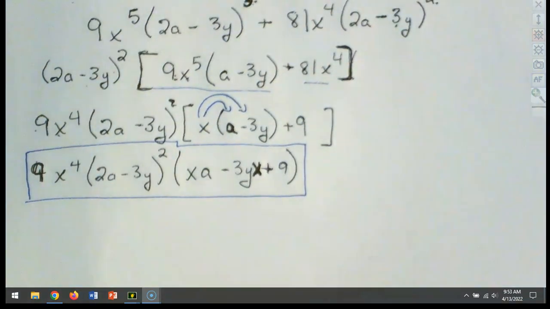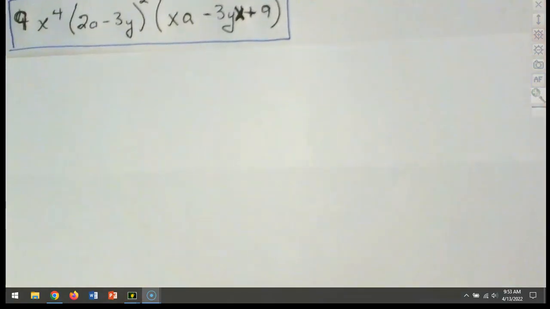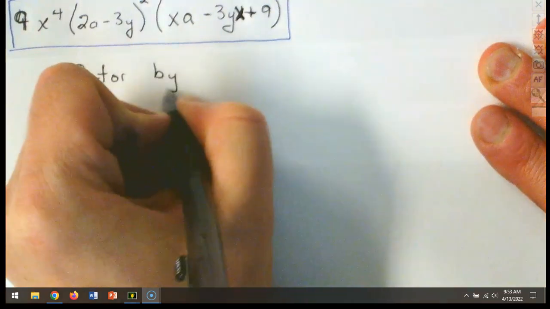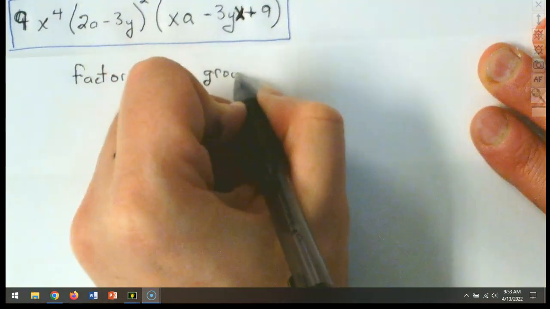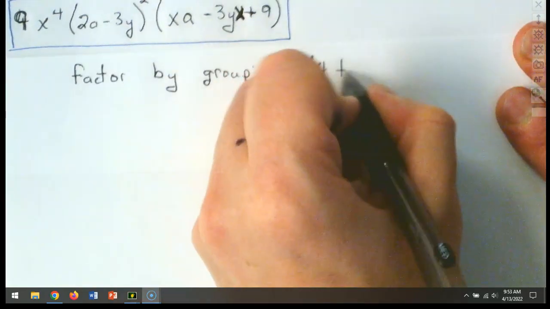Now we're going to learn how to factor by what's called grouping. And this builds upon what we have just done with taking out the greatest common factor. So we're now going to learn how to factor by grouping. And factor by grouping requires 4 terms. And factor by grouping is when we have 4 terms.